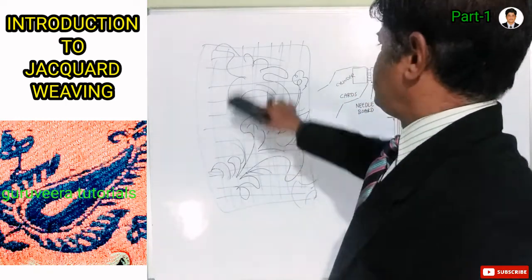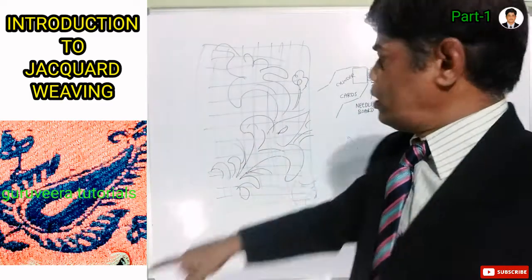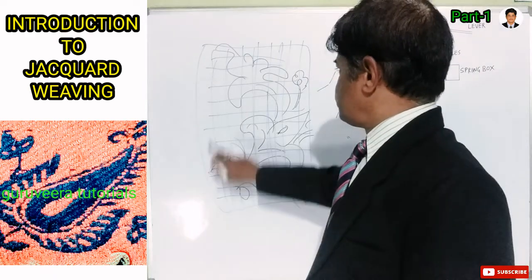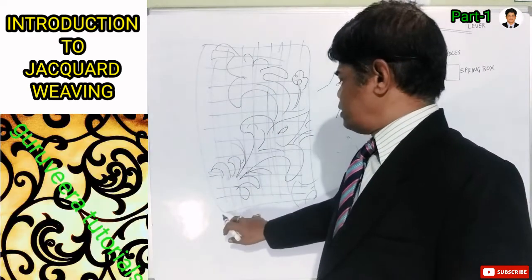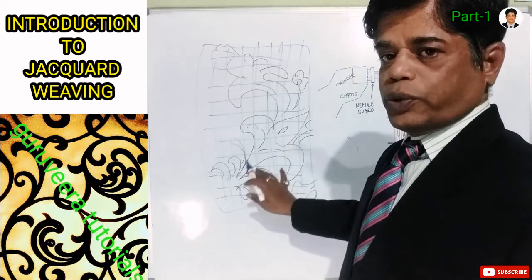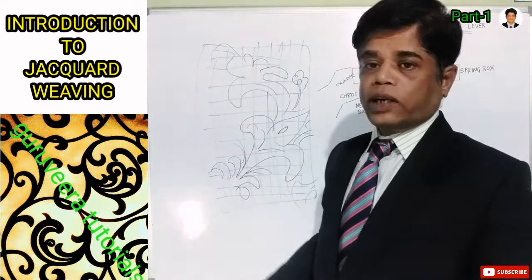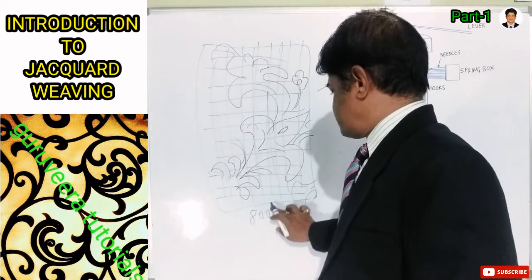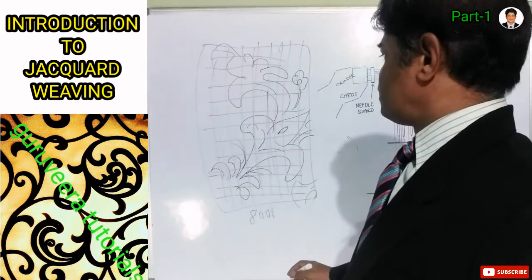Okay? This is one repeat. In one repeat, how many warp threads are there? Here I am telling to produce one repeat, say, longitudinal threads are required, 800 threads are required. I am just saying 800 longitudinal threads are there.